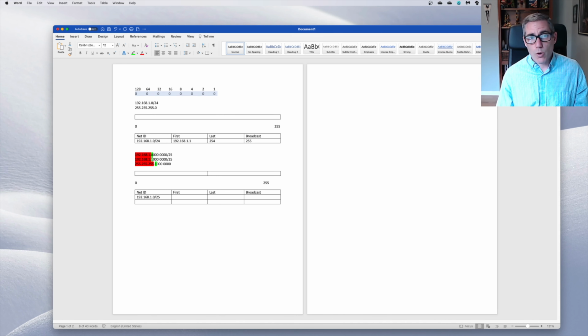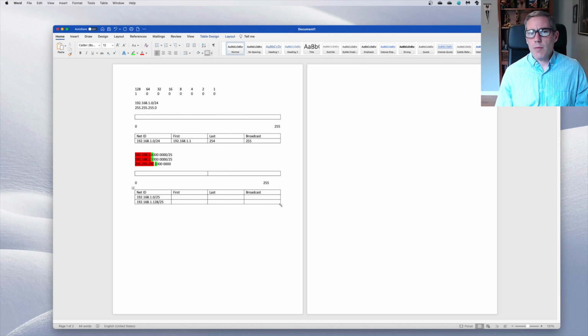Now for this network, this is our second network. We're just putting that there and converting that into decimal. And that tells us that our next network is 192.168.1.128/25. Now we still need to figure out first, last, and broadcast.